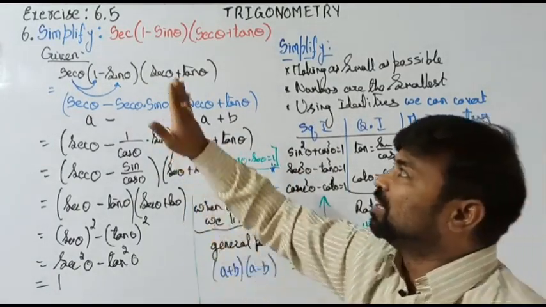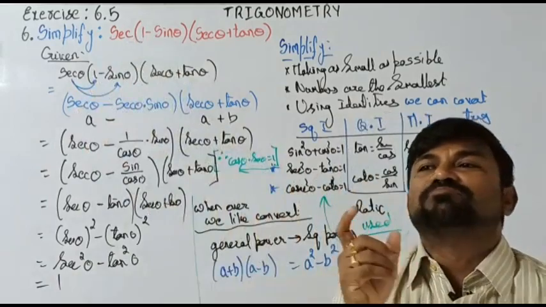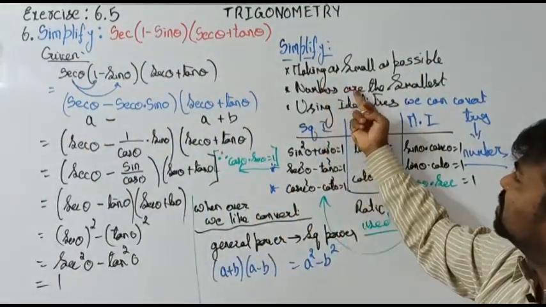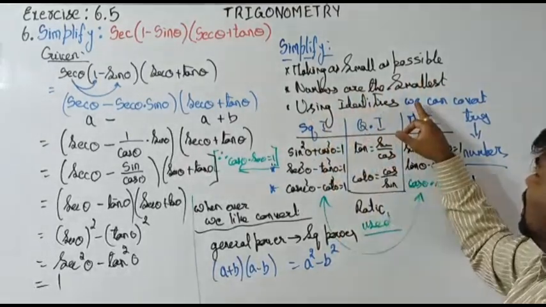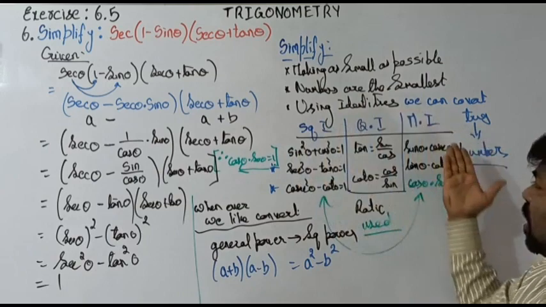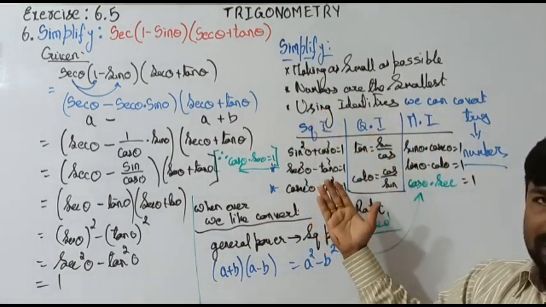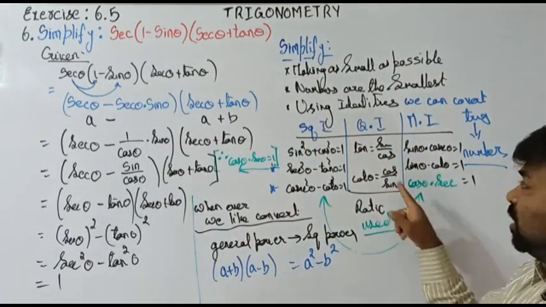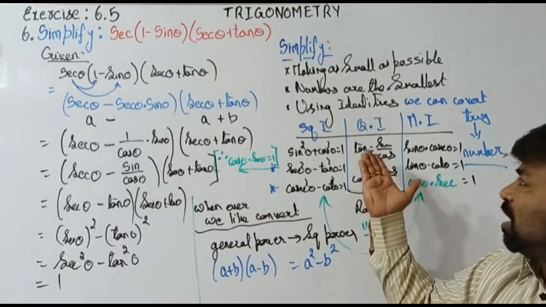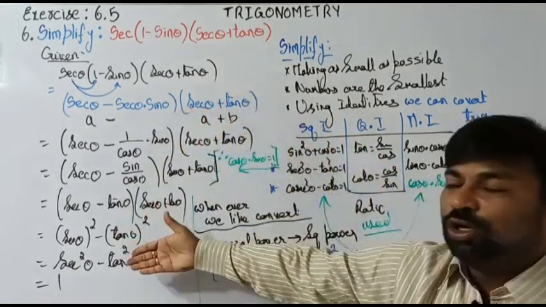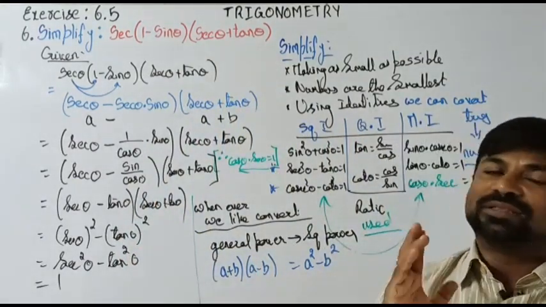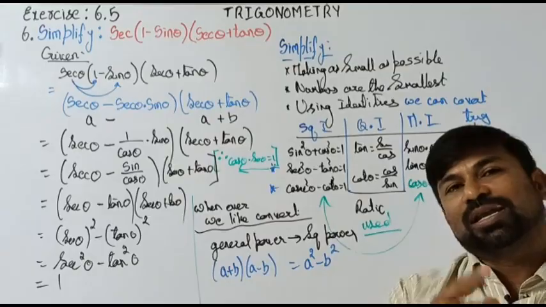In simplification, remember, simplifying means making as small as possible, and numbers are the smallest. Using identities, we can convert trigonometric ratios into numbers. So how can we do that? By using the square identities and multiplicative identities, and of course the quotient identities, which help us convert a general expression into a square identity. Hope you are able to understand. It's a tricky way, but this is how we are supposed to think while dealing with these.